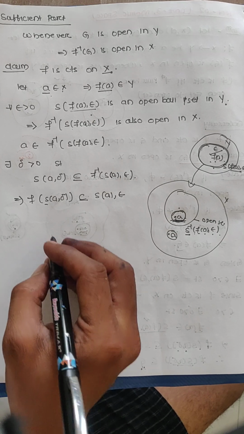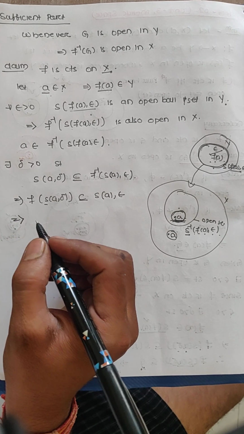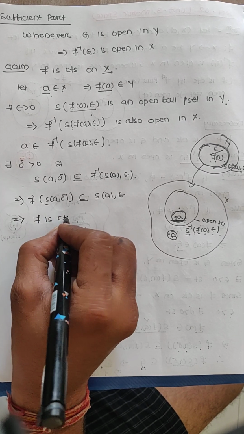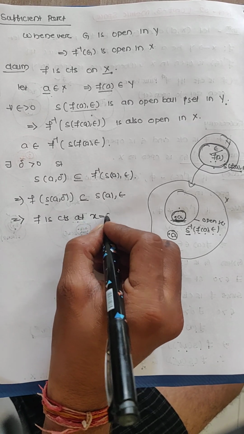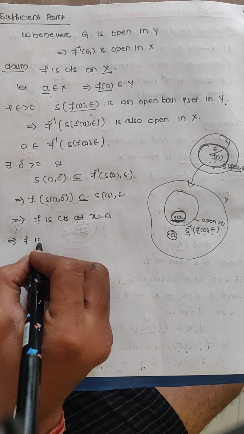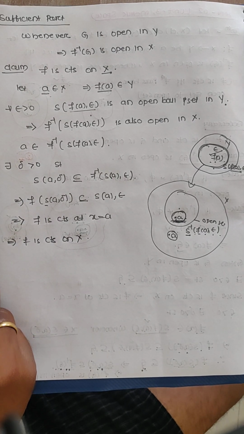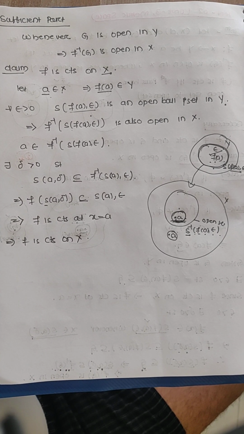This is the definition of continuity. So f is continuous at x equal to A, which implies f is continuous on X. So this is the sufficient part. Thank you.